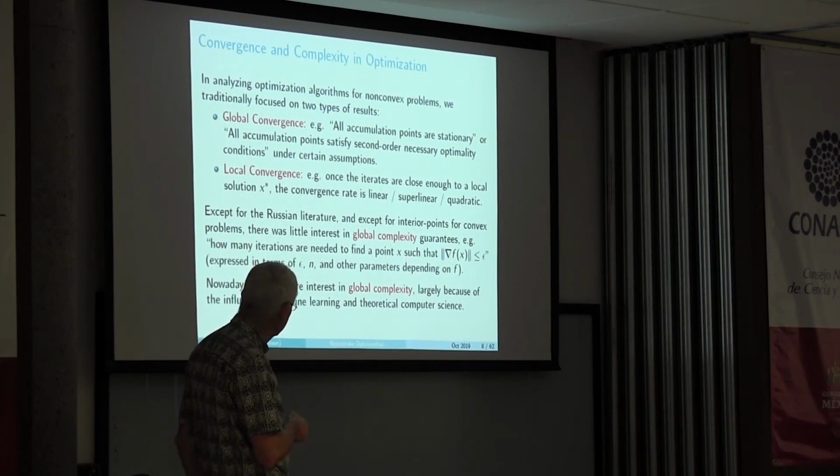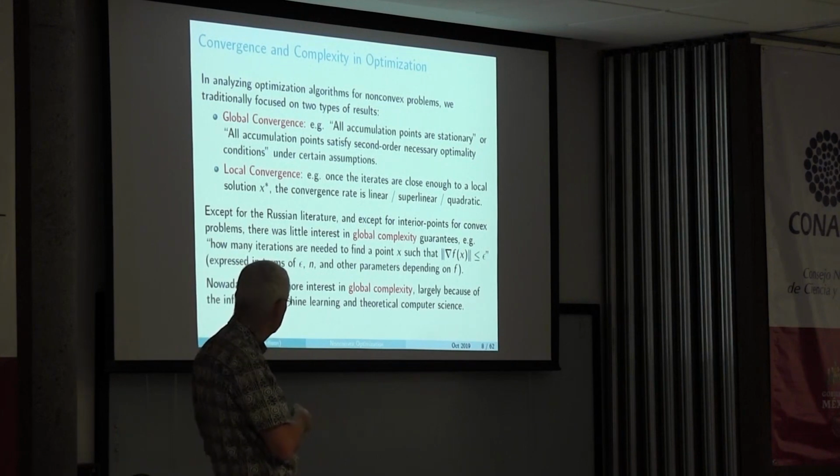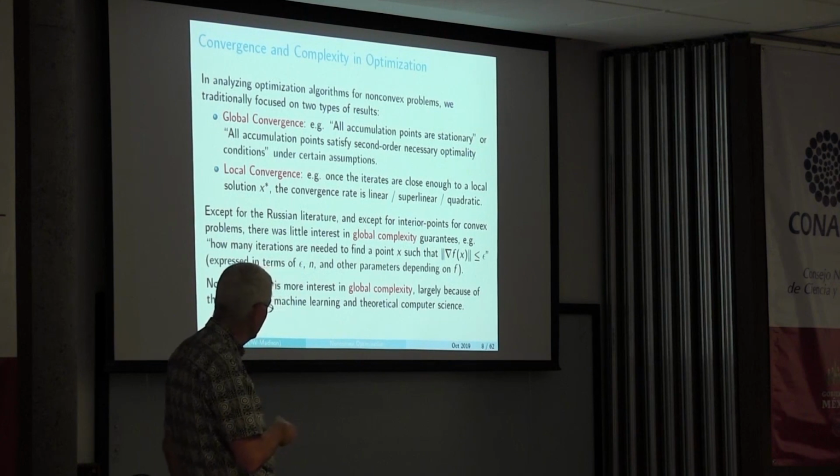And the typical result is that, you know, if I start at any point, x0, how many iterations am I going to need to find a point x where the gradient falls below epsilon, where epsilon is a small tolerance, okay? So give me a bound expressed in terms of epsilon, maybe expressed in terms of the problem dimension n, and maybe some other parameters depending on f. How many iterations am I going to need to achieve that, okay? And so nowadays there's a lot of interest in proving these results.